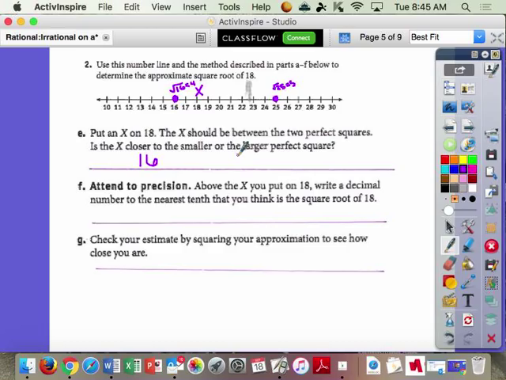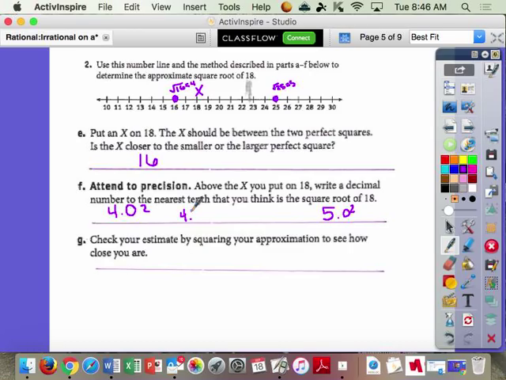What number do you think? It says write a decimal number to the nearest tenth that you think would be the square root of 18. So the square root of 16 is 4, and the square root of 25 is 5. That means that the square root of 18 is somewhere in between the number 4 and the number 5. So, do you think it'd be closer to 4 squared or 5 squared? Well, probably 4 because it's closer to 16.